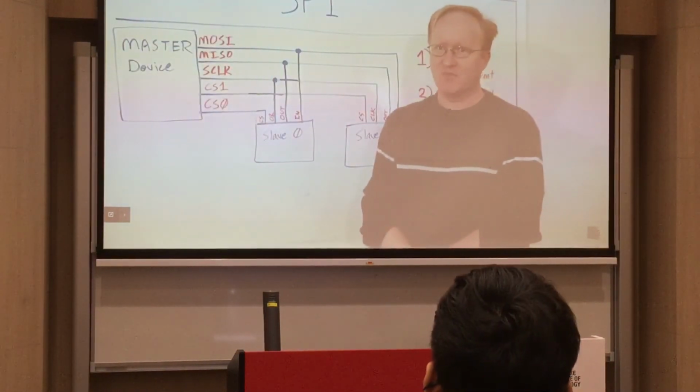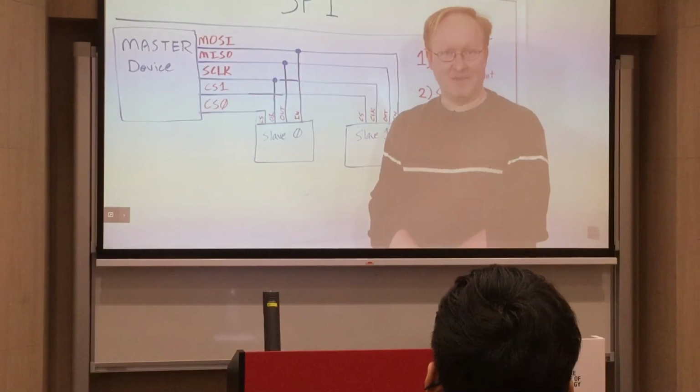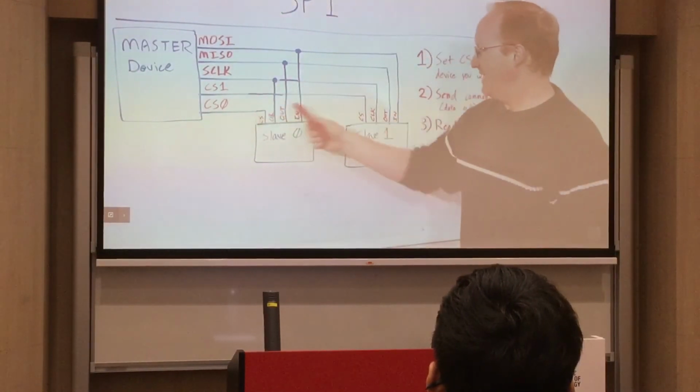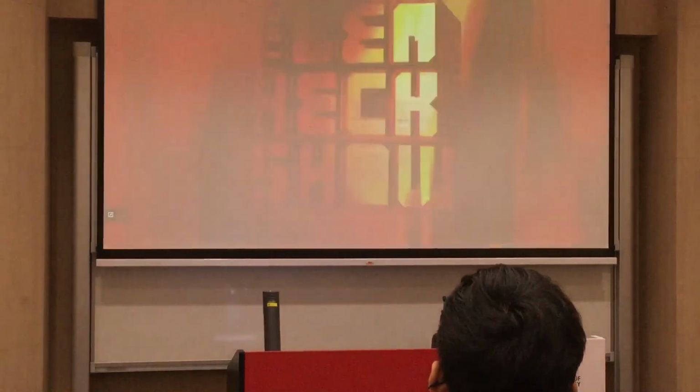SPI is faster than I2C. It's also just as common. However, having to have a chip select line is kind of a disadvantage.